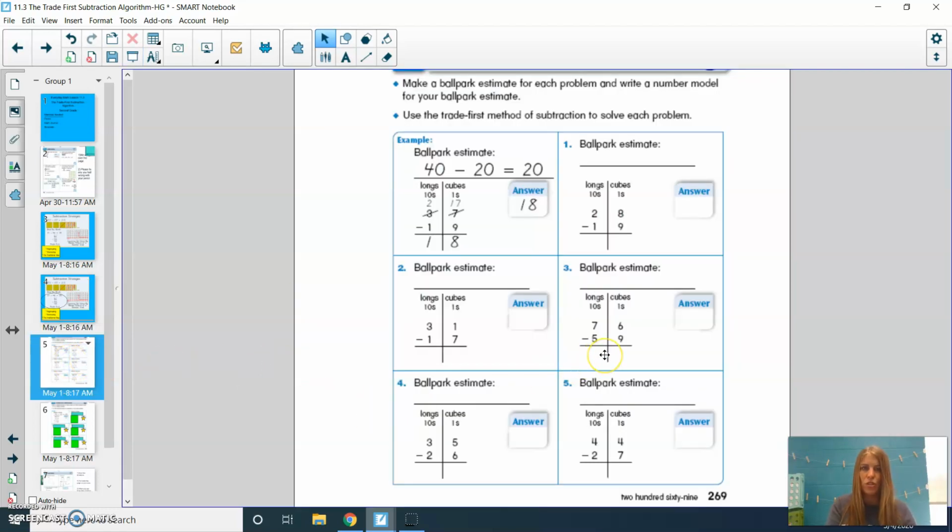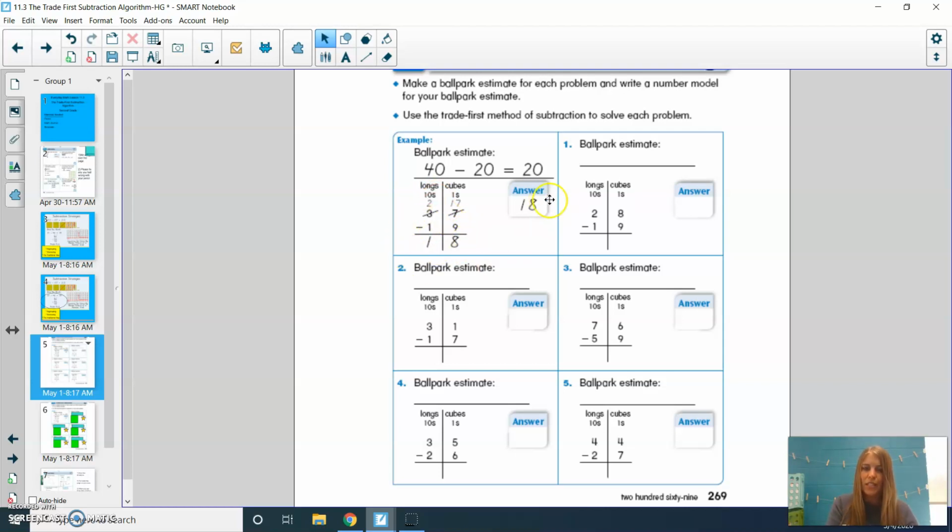So if you could look at page 269, in this page, we are going to do two different things. We're first going to find a ballpark estimate for each of the problems, and then we're going to solve using that trade first method. So if I have a problem like 37 minus 19, notice how I rounded 37 to 40, 19 to 20, 40 minus 20 equals 20. And then when I solved with my trade first method, I changed that 3 to a 2, my 7 now became a 17, 17 minus 9 is 8, and then 2 minus 1 is 1, giving me my answer of 18.